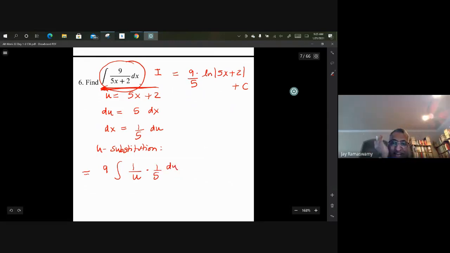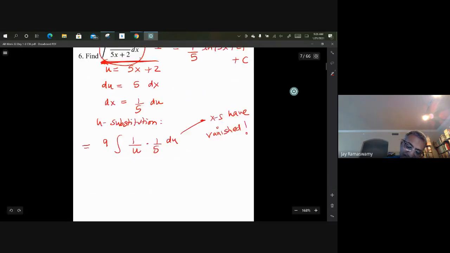Did you observe? Only u's appeared. The x's have vanished. Did everybody understand this? All the x terms have vanished. Now that is the key step. Make a note to yourselves: x's have vanished. If x's do not vanish, then you made a mistake. Is that clear? The x's have completely vanished. Now, this is very, very easy to do.